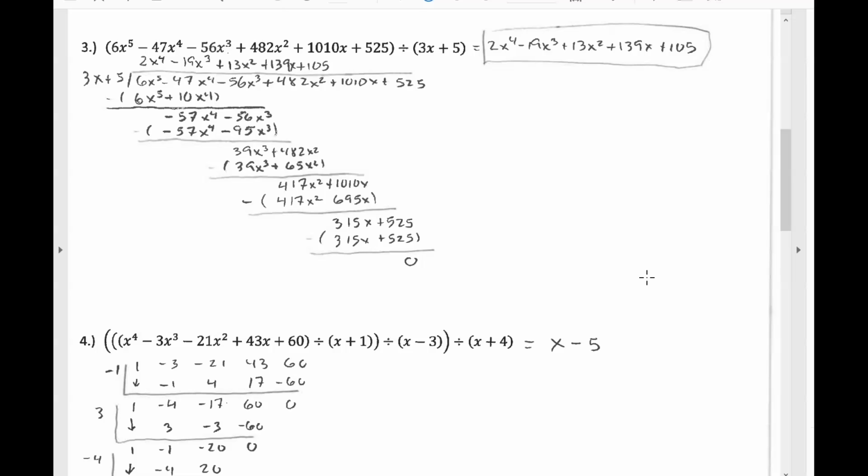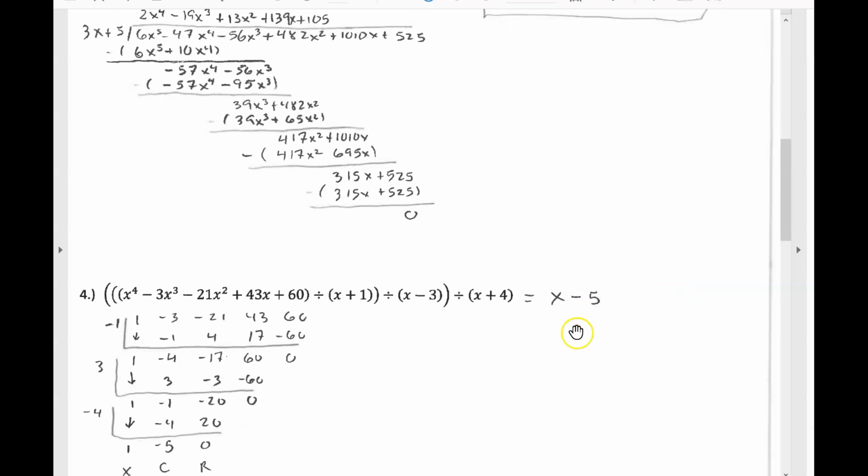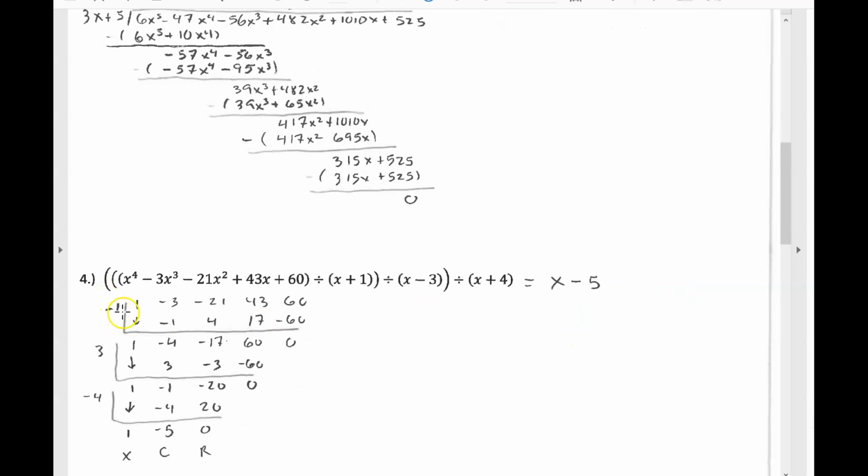So on number 4, I just did 3 synthetic divisions. I did the first synthetic division and then used my answer for that as the input for the next synthetic division and just proceeded that way. So boom, boom, boom, boom. 3 synthetic divisions, and I'm done.